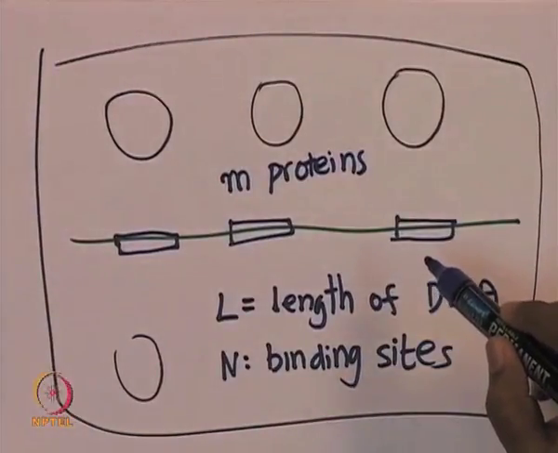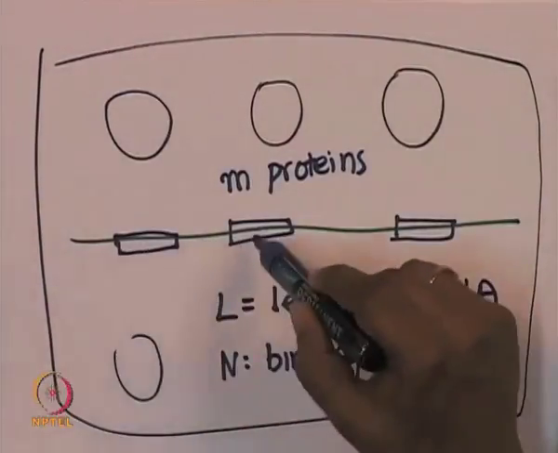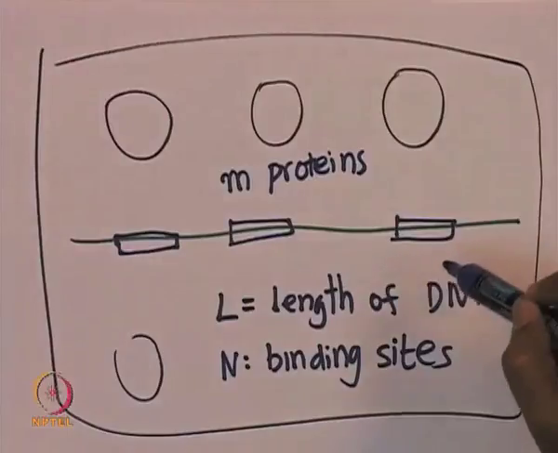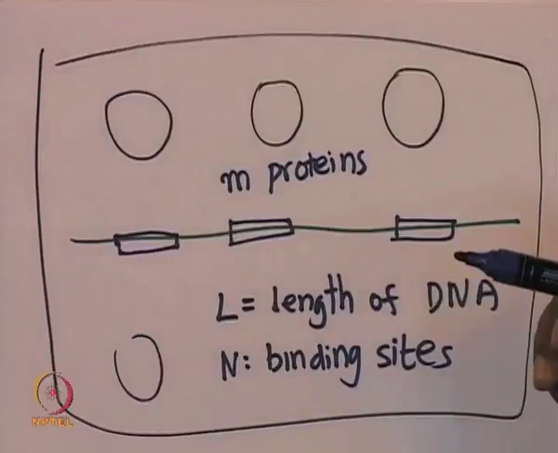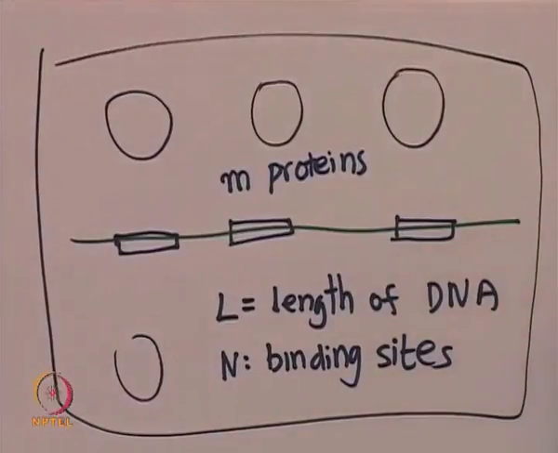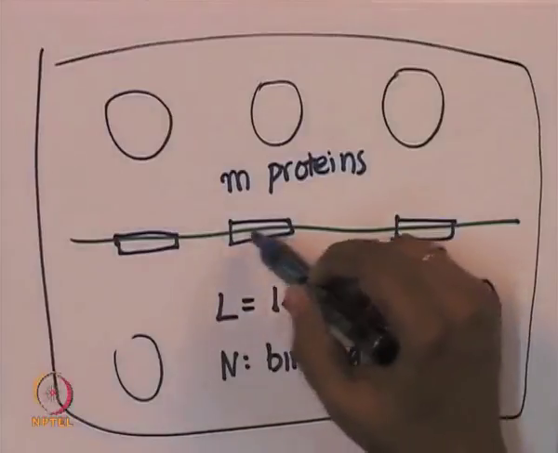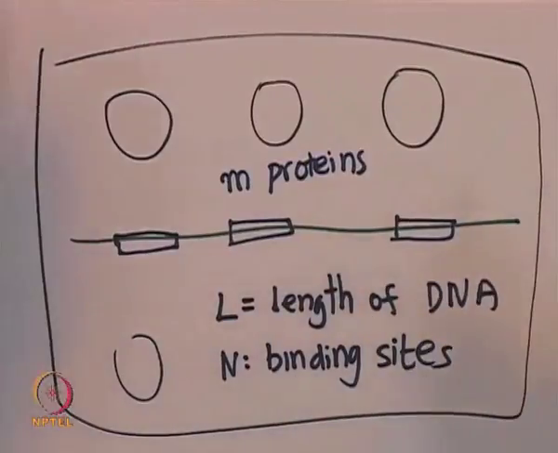Now, the question we are asking is, how many proteins will be binding to this? Will all these 3 sites be occupied, or will only one be occupied, or only 2? What is the probability of each of these, or what is the equilibrium state, that is, what is the most likely state? Will all be bound, or how many of them will be occupied? So, the question we are asking is essentially what fraction of the sites will be occupied.